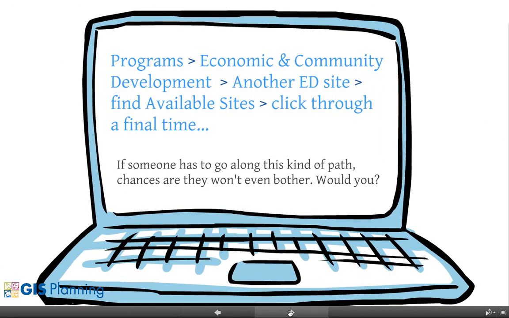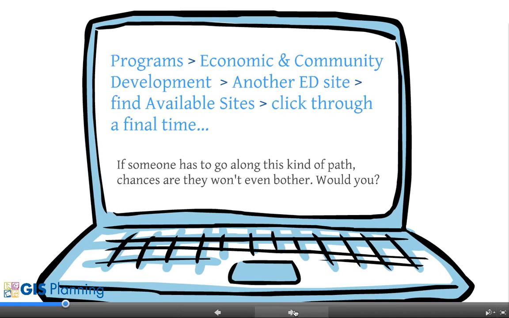One example that I found is in one particular EDO. They had a tab that said programs on their homepage. Then you had to click through to economic and community development. Then you had to click down through another ED site, then find available sites, and then click through one final time. And you always need to ask yourself, if someone has to go through this kind of path to find it in the first place, the chances are they won't even bother.